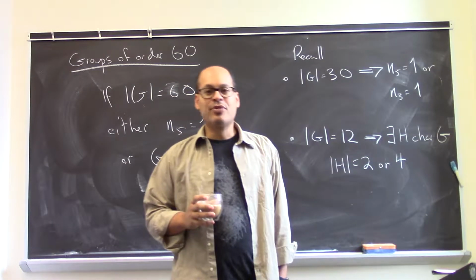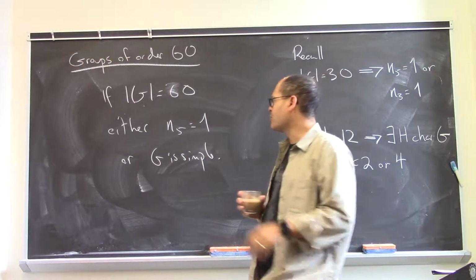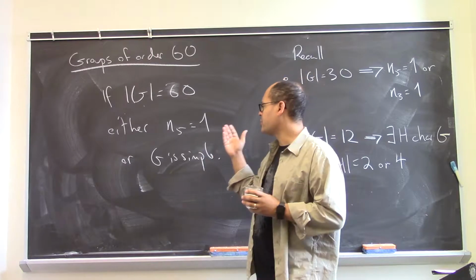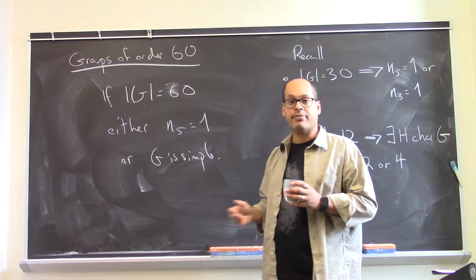Let's take a look at groups of order 60. For groups of order 60, we're going to take a look at this remarkable fact, which is either there's a unique Sylow 5 subgroup, or the group is simple.